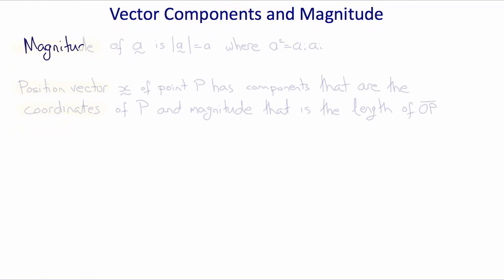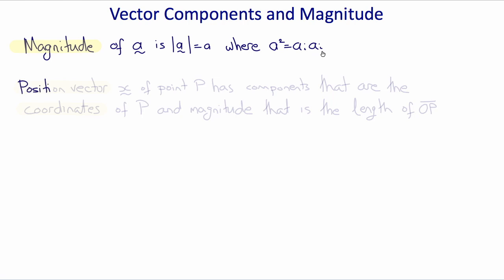The magnitude of a vector A is defined by a squared equals ai ai. This is Pythagoras. So a squared equals a1 squared plus a2 squared plus a3 squared.